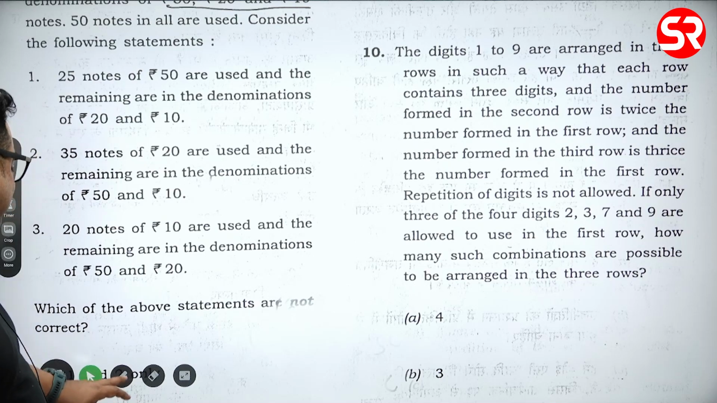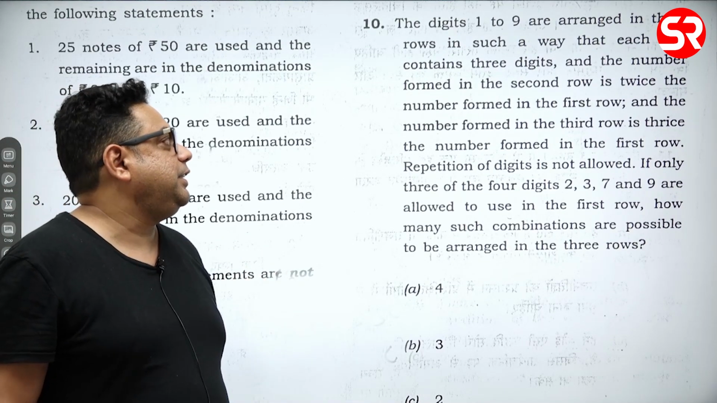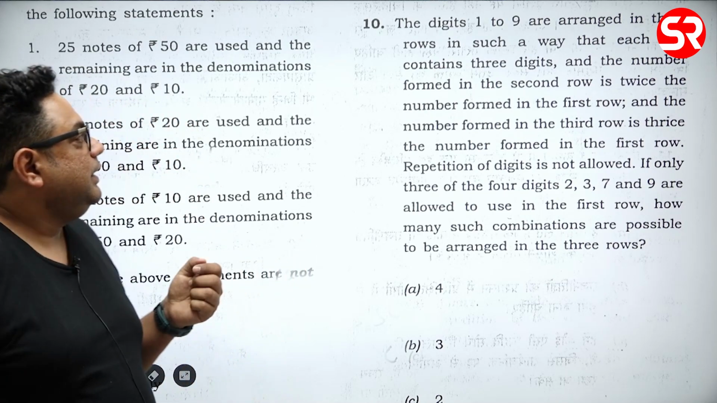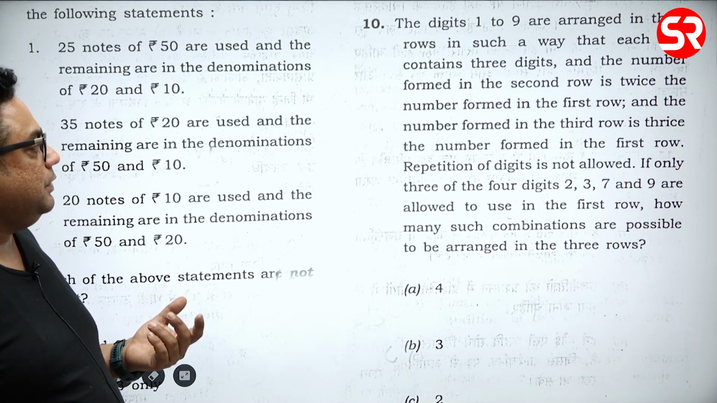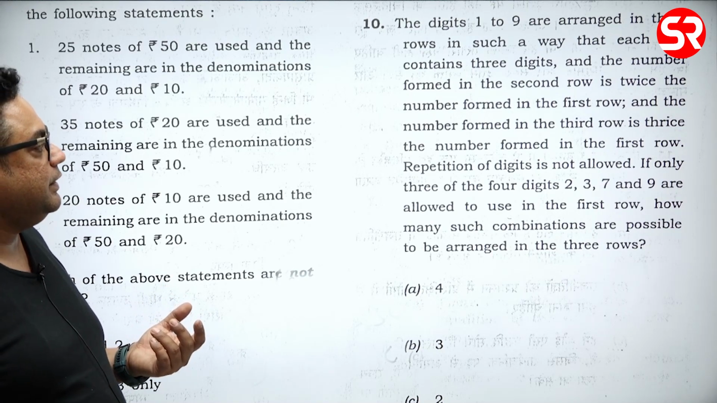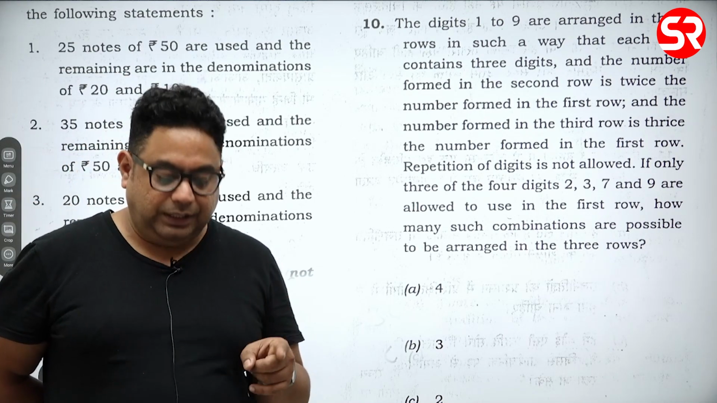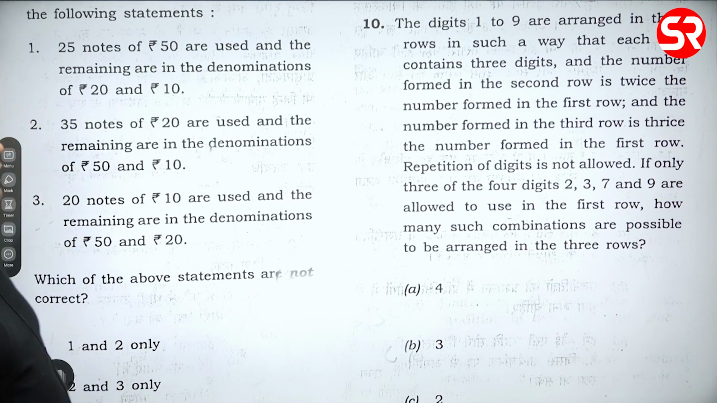Digits 1 to 9 are arranged in 3 rows in such a way that each row contains 3 digits, and the number formed in the second row is twice the number formed in the first row, and the number formed in the third row is thrice the number formed in the first row. Repetition of digits is not allowed. This is brilliant. And he says if only 3 of the 4 digits are allowed to use in the first row.